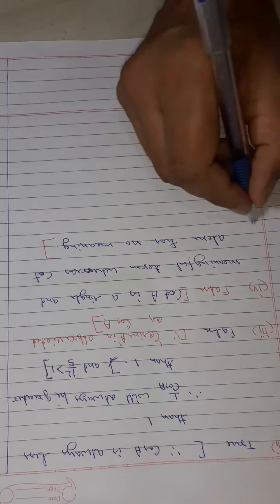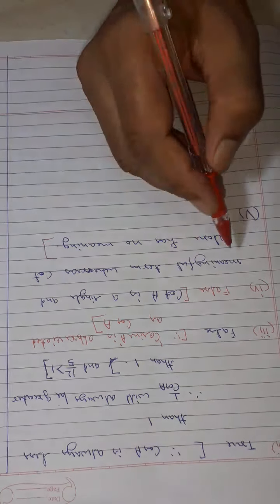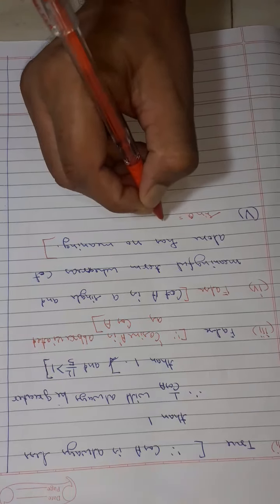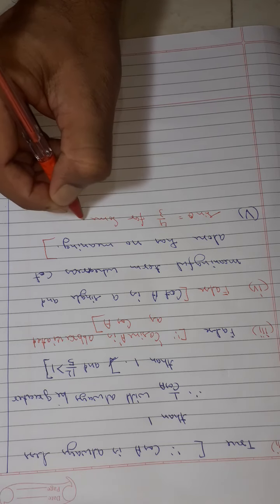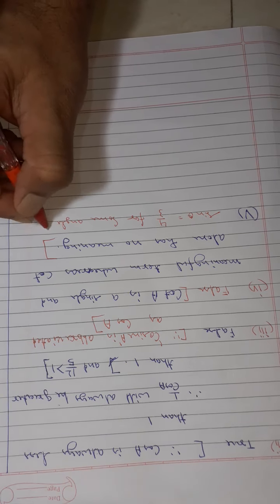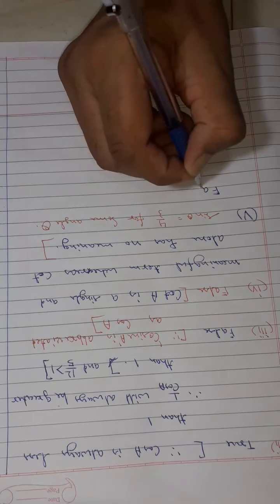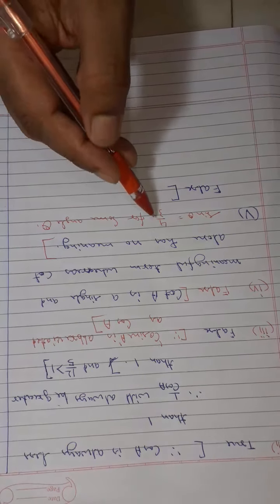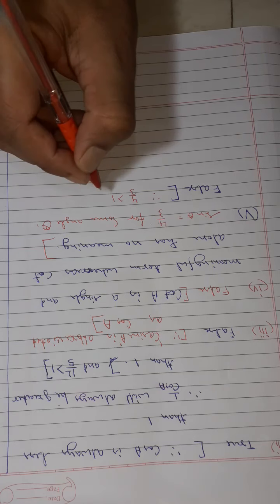Now we come to the fifth. The fifth is: sin theta is equal to 4/3 for some angle theta. Is this true or false? 100% it is false. Why? It is false because the value of 4 upon 3 is greater than 1.